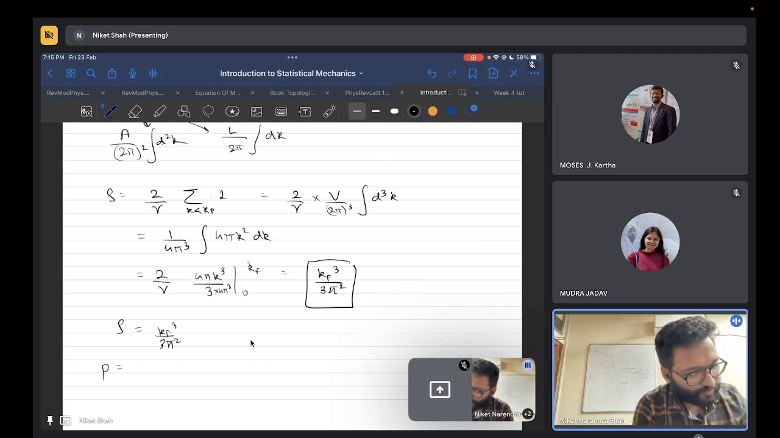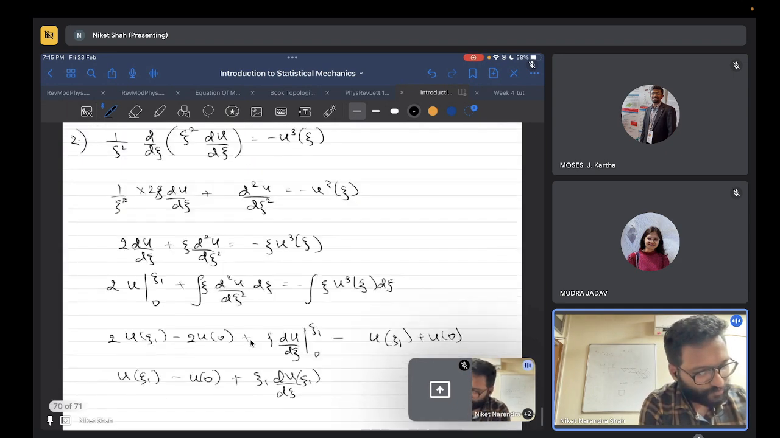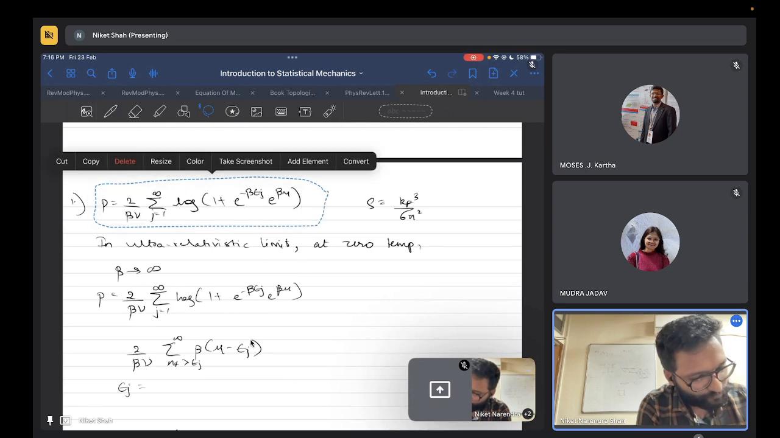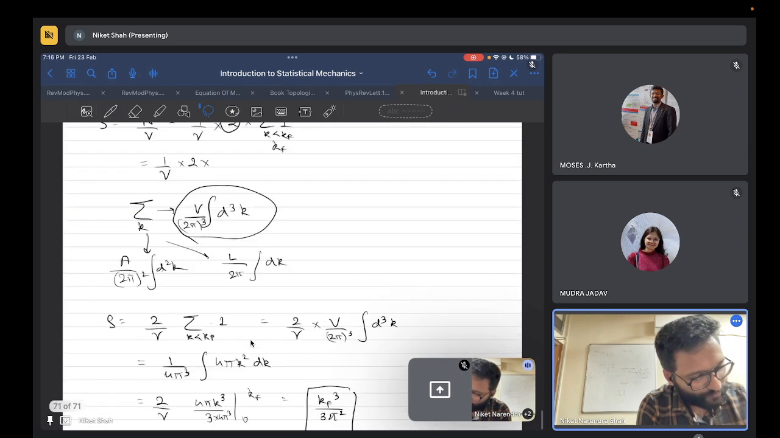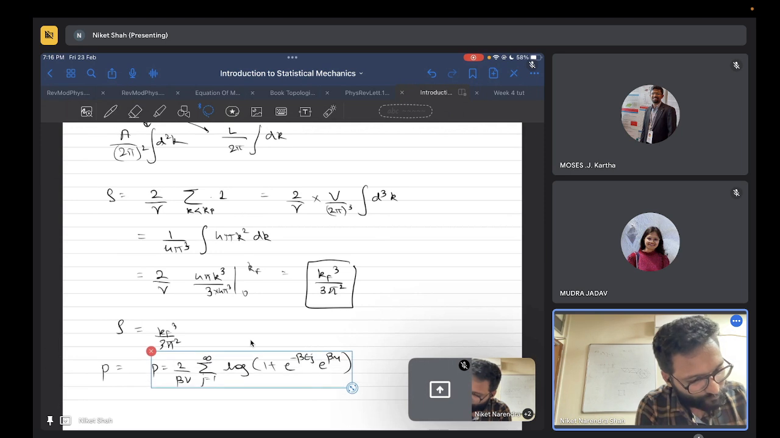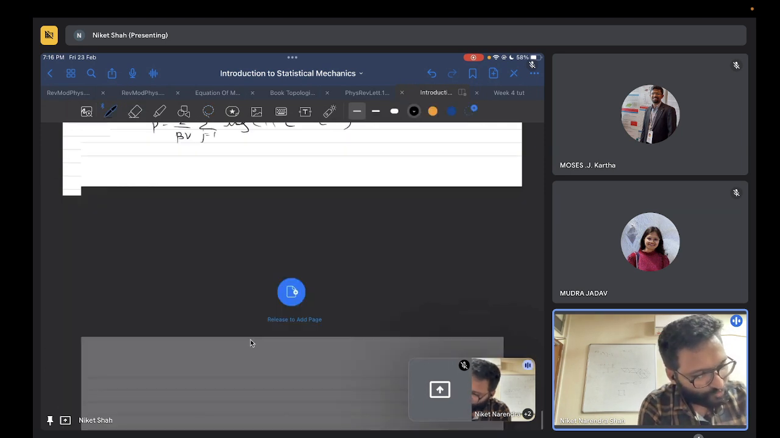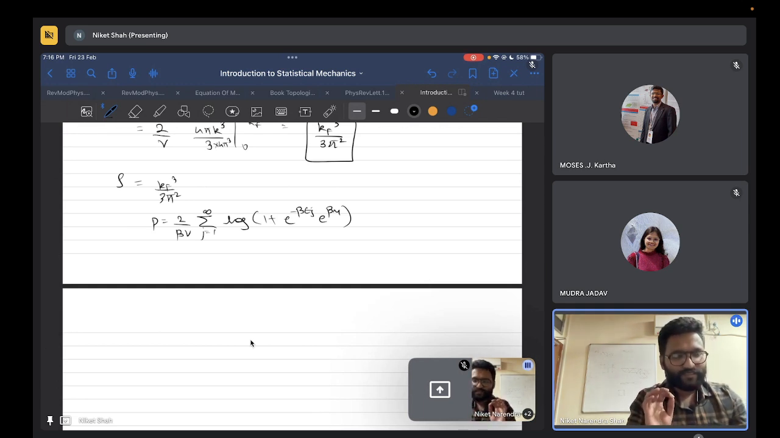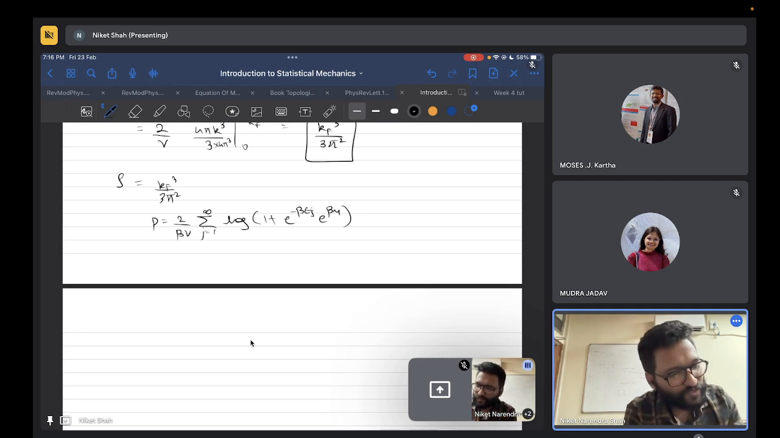Pressure can be calculated by, you have this log expression. What is the expression exactly? This is the expression, of this form. I'll just copy this here. So the most fundamental expression for calculating pressure is of this form, right? We have already derived this in class. This is for a three-dimensional gas, a gas trapped in 3 dimensions.